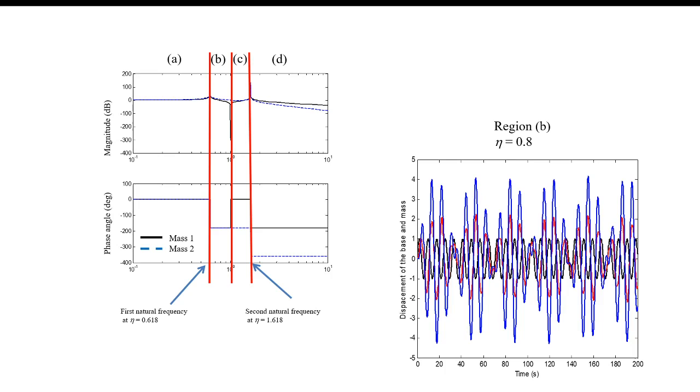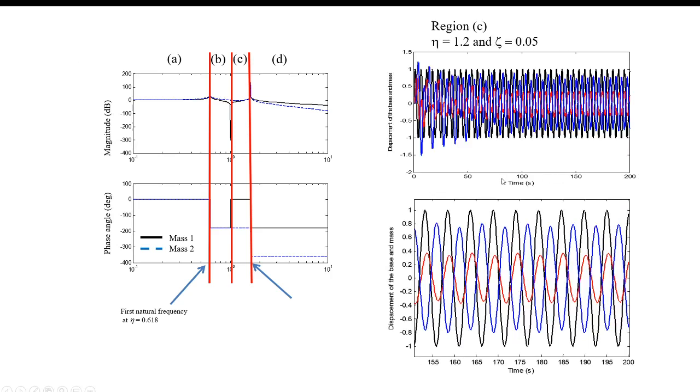Point A was still too close to eta equal to 0.6, so you can see a magnification of almost 4. Here you can tell when the base is at the leftmost place, your mass 1 and mass 2 are at the rightmost place. And you can see mass 2 has a higher amplitude, and you can see that from the magnitude plot right here, or gain plot.